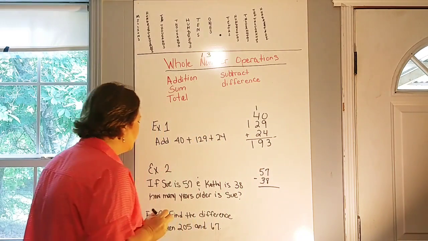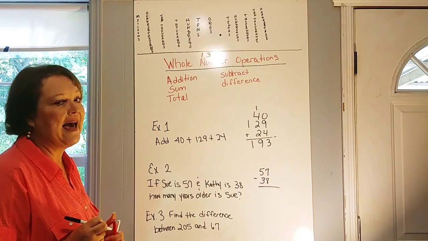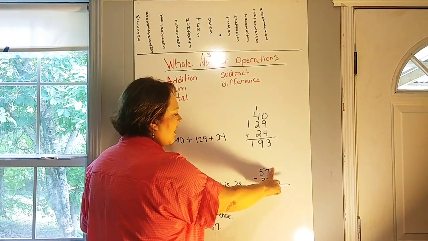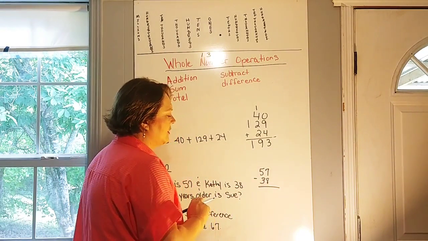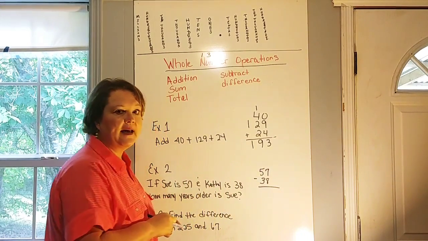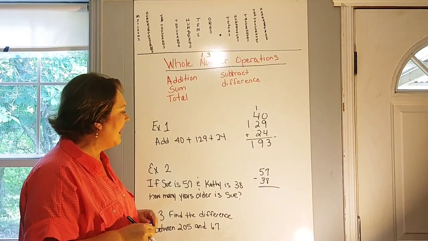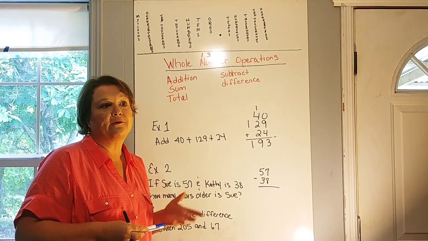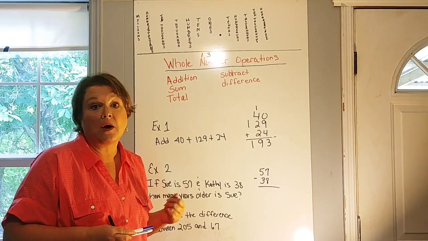Okay. 57 is Sue's age, 38 is Kathy's age. So if we start to subtract here, again, we always start with our ones place when we're doing whole numbers. Okay, and we cannot take 8 from 7. If you had, we'll use cookies again, if you had 3 cookies and I asked you for 4, you couldn't give me what you don't have.